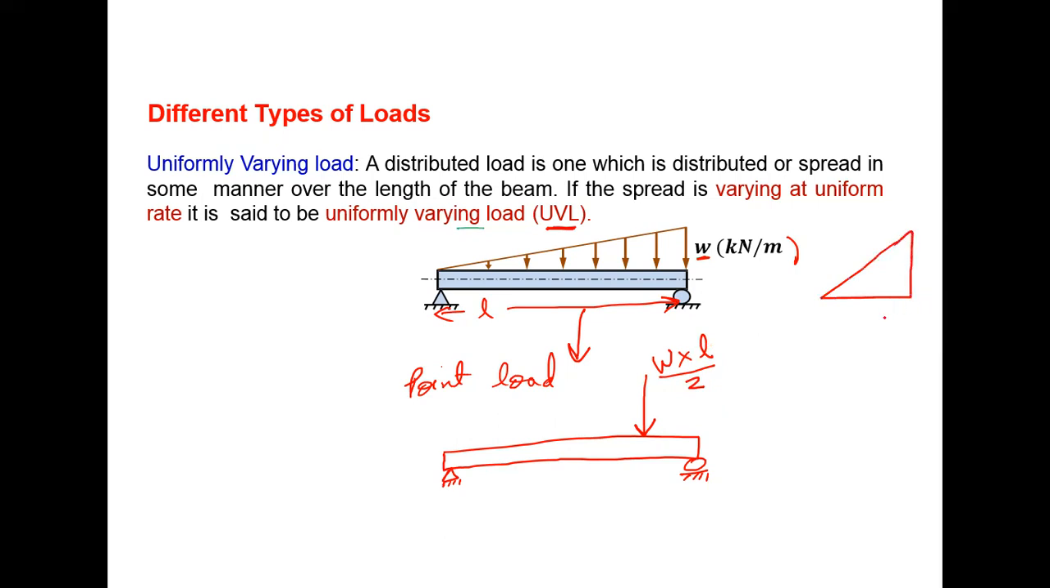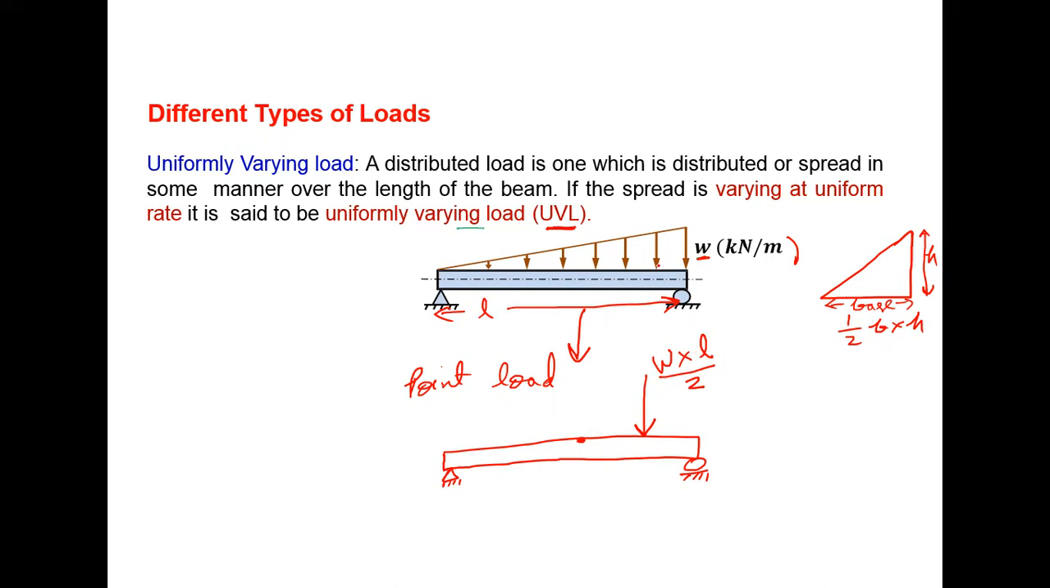So as you know, area of triangle will be half into base into height, b into h. Because this maximum load is w, this is the height of UVL and this span length is L. So we are saying that total magnitude of load will be w into L by 2. And you can see that I have applied this point load at some eccentricity from the middle. Suppose this is the center point of the beam, but I am not applying this point load at the center.